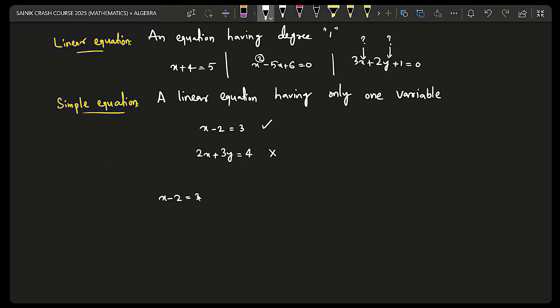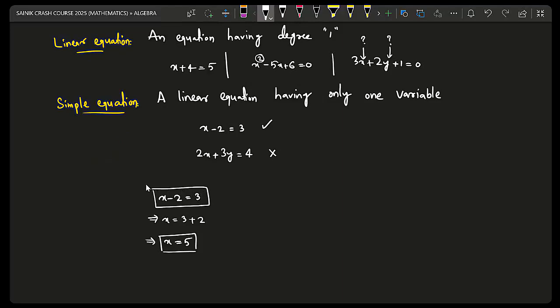When you transpose the operations, addition becomes subtraction, subtraction becomes addition, multiplication becomes division, and division becomes multiplication. Here I want to make x a lone term on the left side. That means I have to send minus 2 to the right side. Minus 2 means subtracting 2. If you transpose it to the right side, it will become addition, because subtraction becomes addition on transposing. So you get x is equal to 3 plus 2. What is 3 plus 2? 5. That means the x value is 5. This is called the solution of the equation. For x minus 2 is equal to 3, the solution is x is equal to 5.